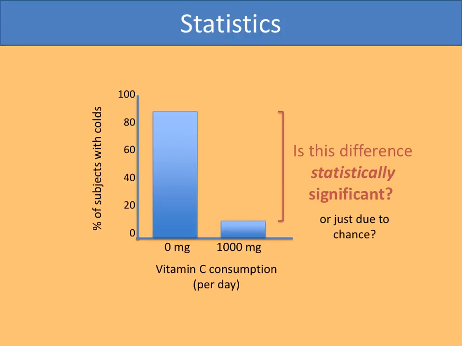Now, here's effect size with the vitamin C. The group on your left are the group that didn't get vitamin C. The group on the right got 1,000 milligrams of vitamin C per day. And then on the left, the number of subjects who got colds seems like almost 90% of those who didn't get it got colds, and only 10% of those who did get vitamin C didn't get colds.